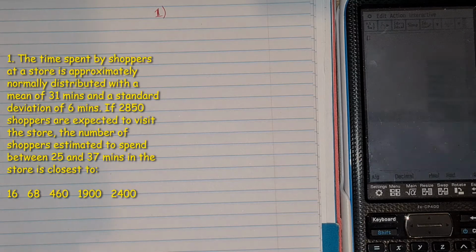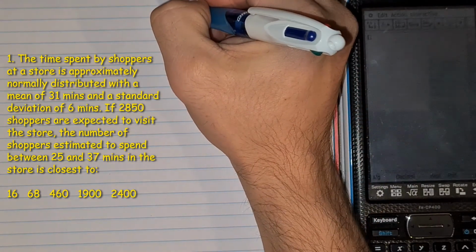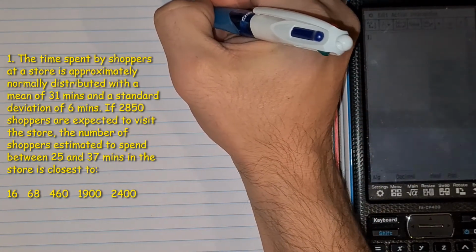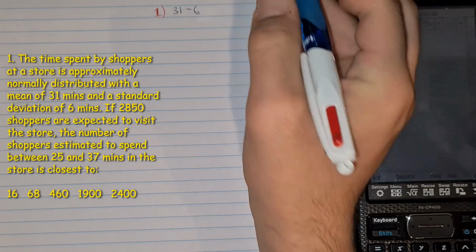The time spent by shoppers at a store is approximately normally distributed with a mean of 31 minutes and a standard deviation of 6 minutes. If 2,850 shoppers are expected to visit the store, the number of shoppers estimated to spend between 25 and 37 minutes in the store is closest to what? Let's start by seeing how many standard deviations below the mean is 25.